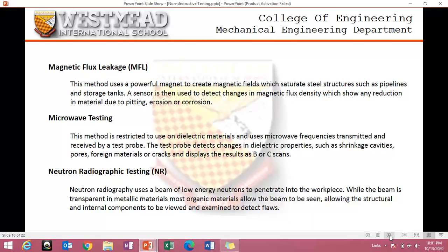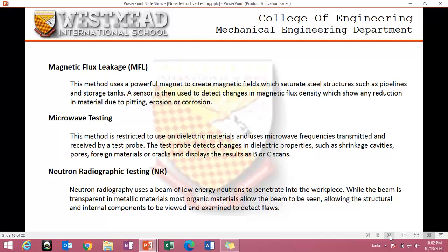Magnetic flux leakage. This method uses a powerful magnet to create a magnetic field which saturates steel structures such as pipelines and storage tanks. A sensor is then used to detect changes in magnetic flux density, which show any reduction in material due to pitting, erosion, or corrosion.